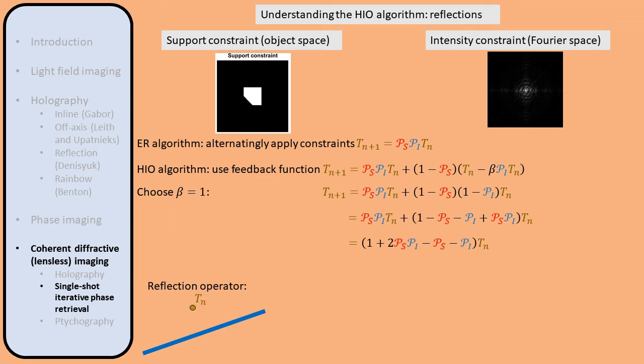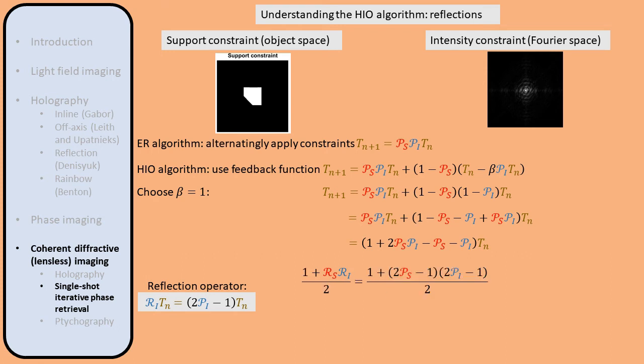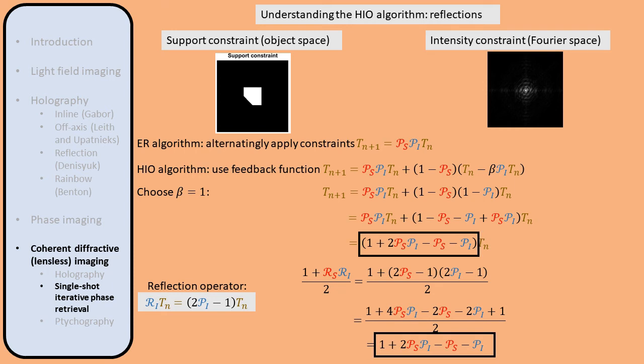To reflect a function around the constraint set, we can first project it onto the set, check the difference between the original function and the projection, and then add that difference to the projection. We find that the reflection operator is given by twice the projection operator, minus 1. We can now consider the following expression, substitute the expression we found for the reflection operator, expand the brackets, and simplify the expression to find that this is the same operator that is used for the HIO update.